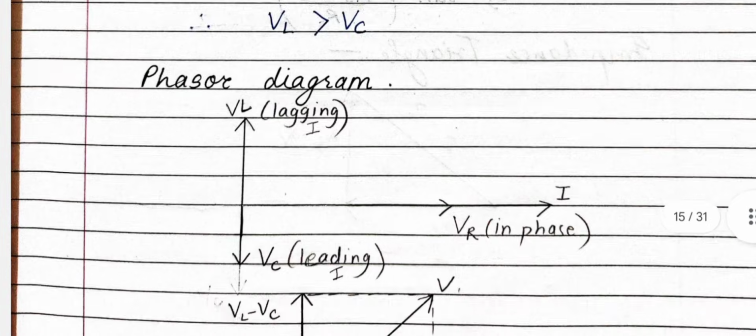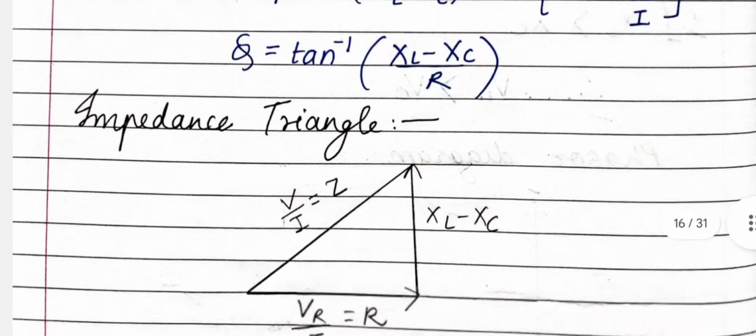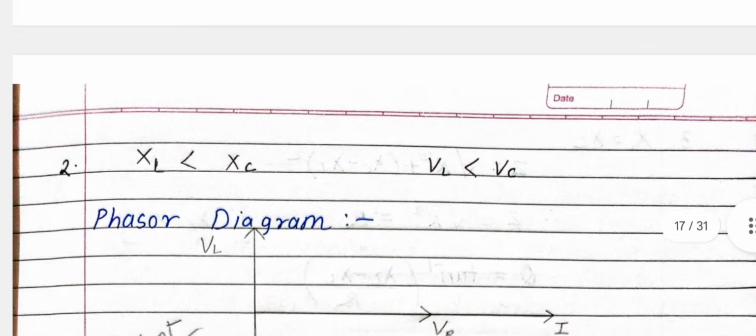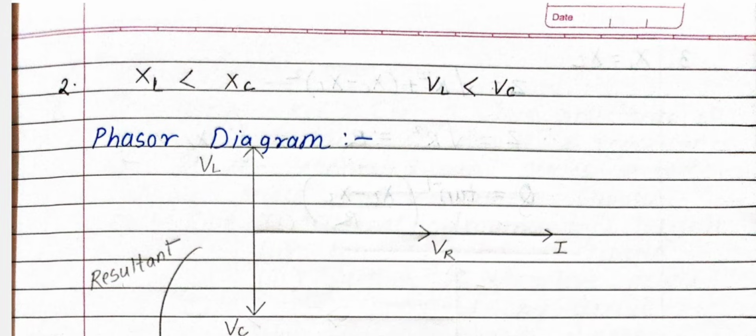What all points you have to cover in this? Phasor diagram, voltage triangle and impedance triangle. Only three things. I hope you are clear. Now in the second case you have to do the same thing, but here XL is less than XC, or you can say XC is greater than XL.